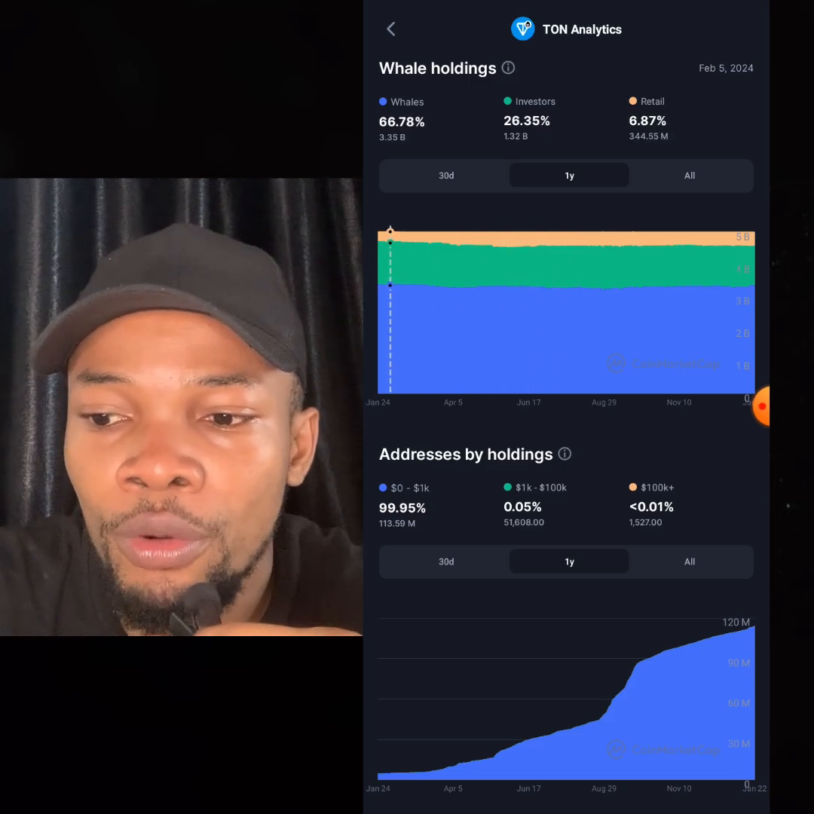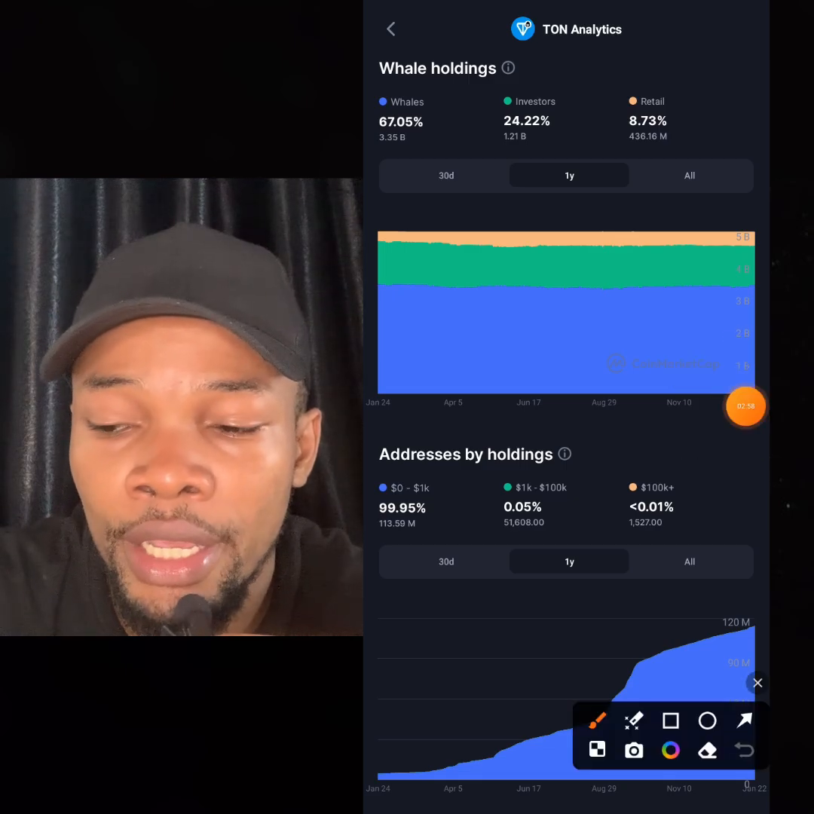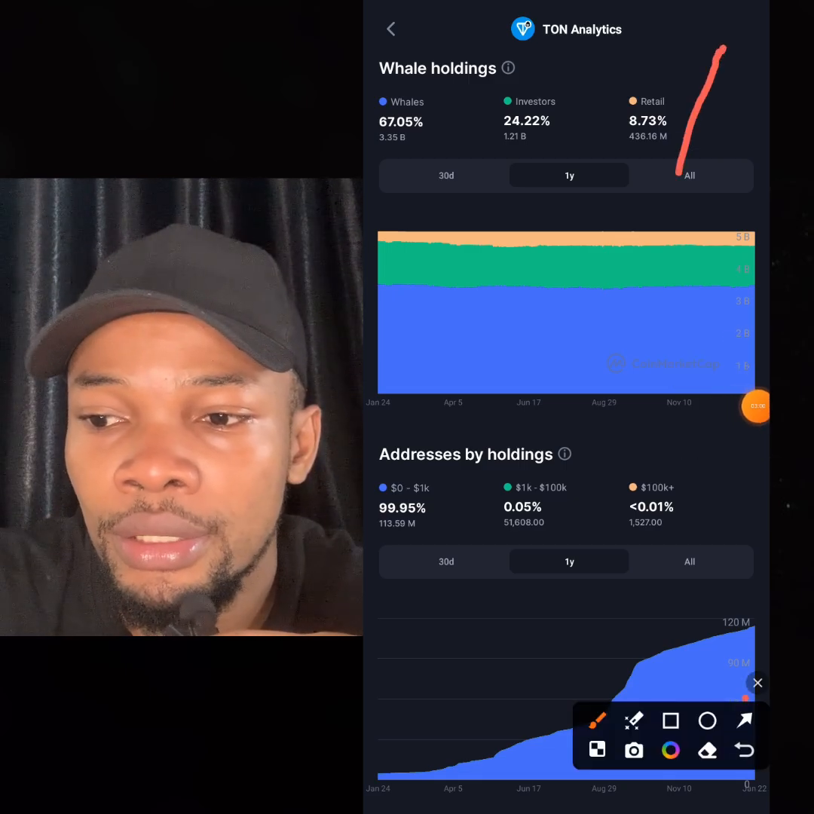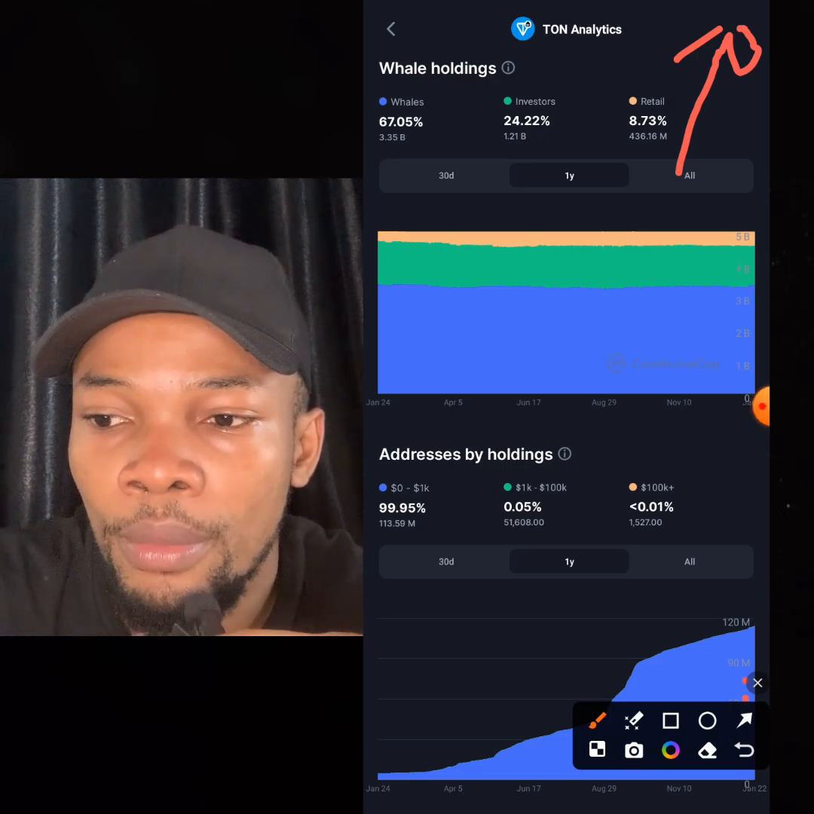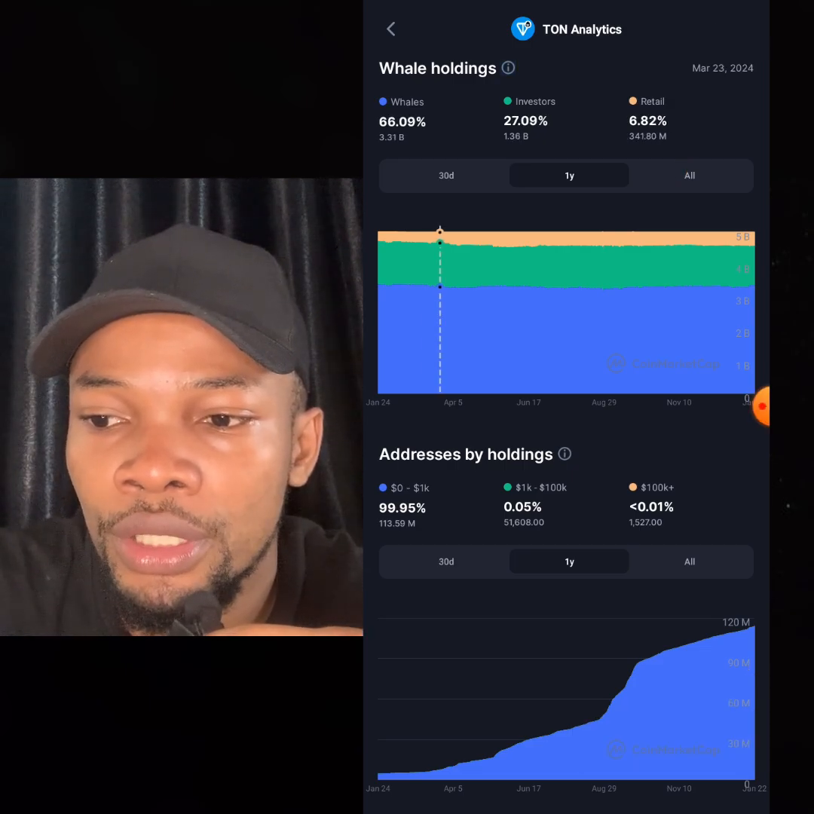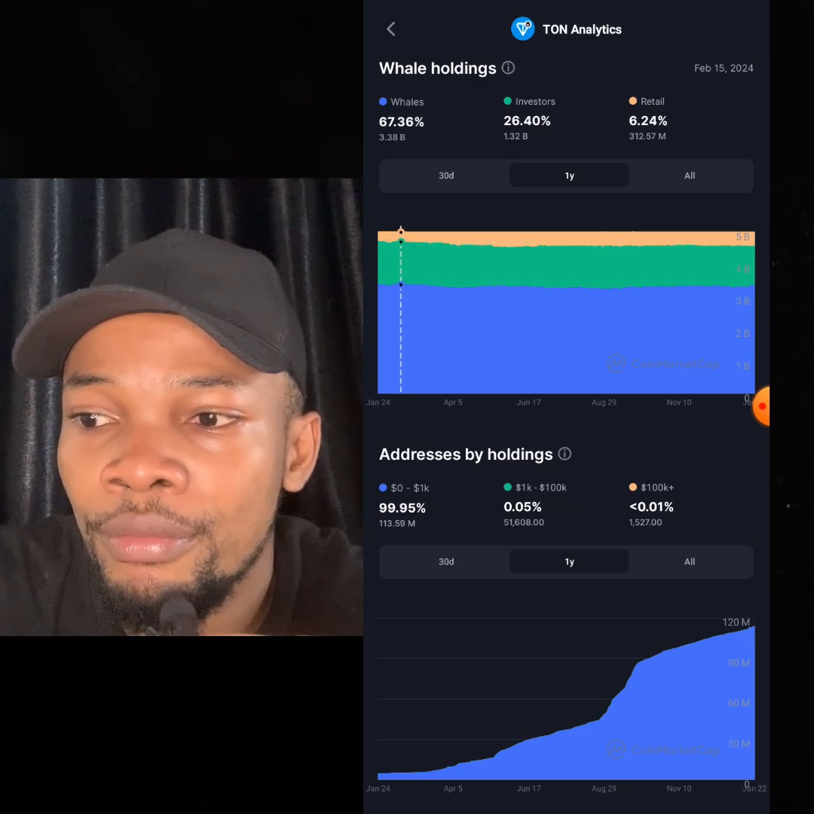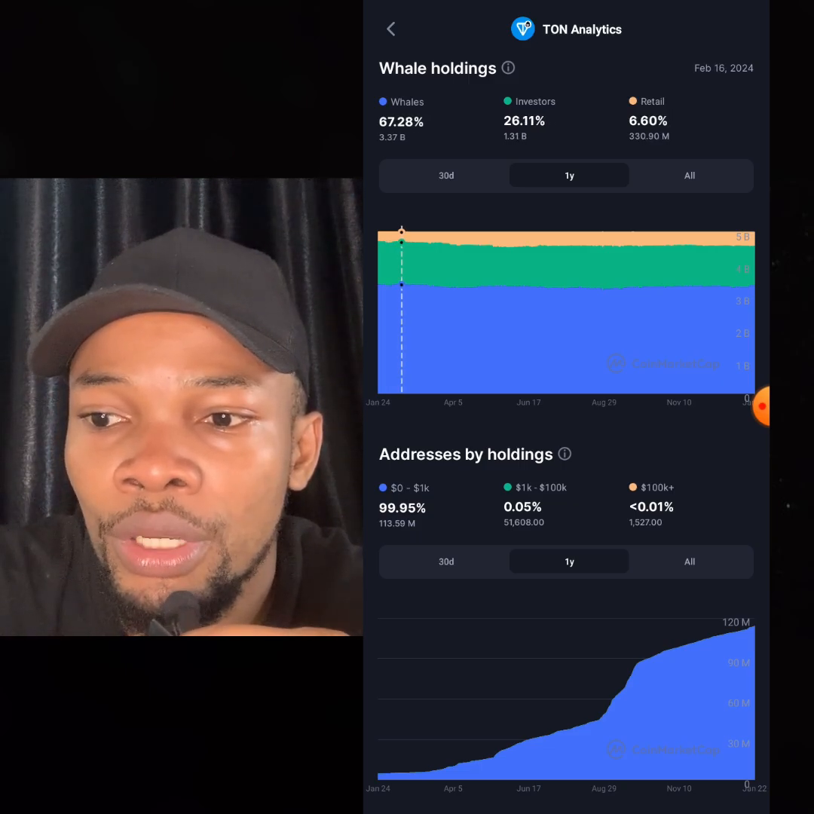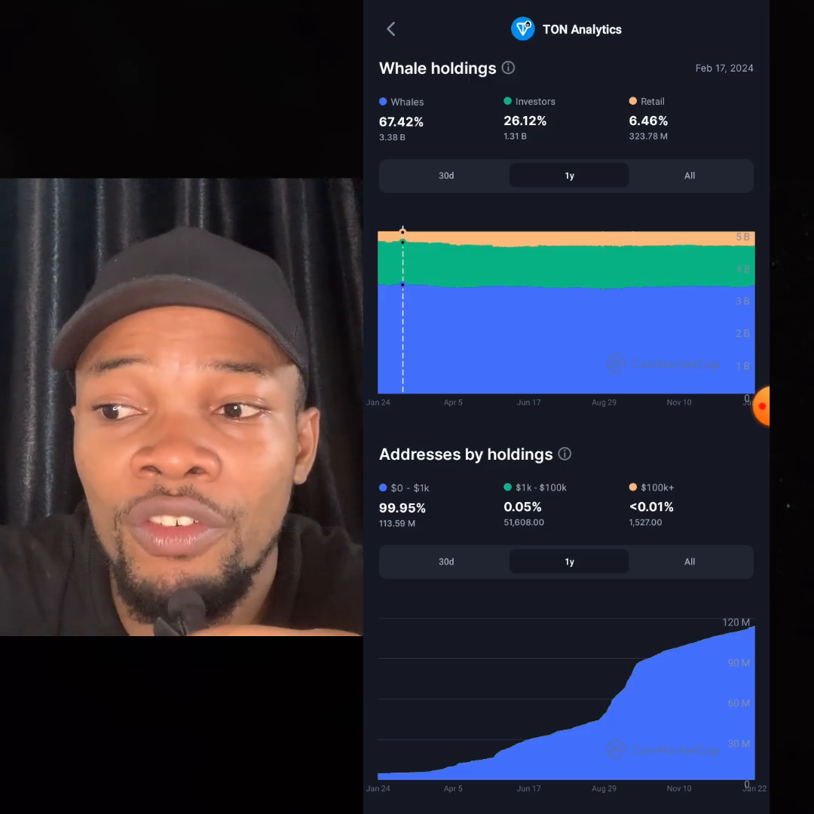Okay, so you can see from here, look at the date, the date will be showing here. So while I'm moving it, be looking at the date. Okay, look at the date at this place. Okay, so I'm going to hold my screen right now and I'm moving it so you can see the date, starting from the 16th of February. Okay, whales were holding 67% on the 16th of February, 67%.